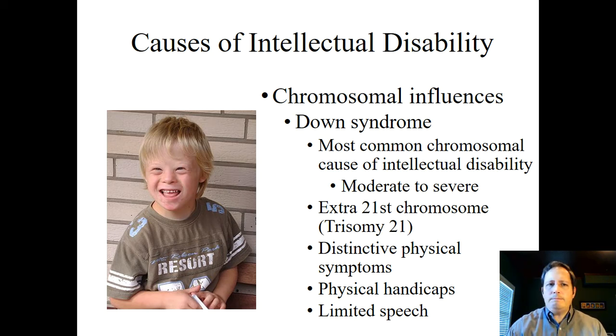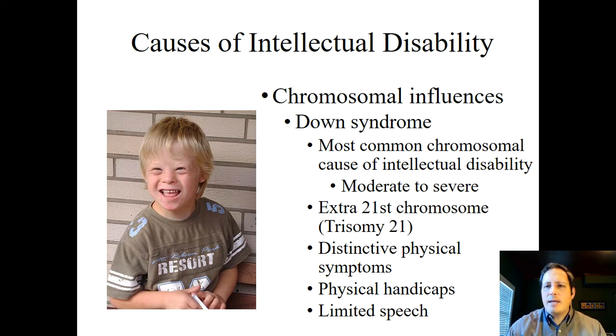which is why the disorder is sometimes referred to as trisomy 21. As you can see there in the individual on the left, there are distinctive physical symptoms, especially in the face. We have things like slanting eyes with an extra fold of skin in the inner corner of the eye, a smaller head, usually shorter stature, protruding tongues, and a variety of organ, muscle, and skeletal abnormalities that go along with it. They're going to have physical handicaps frequently and limited speech.